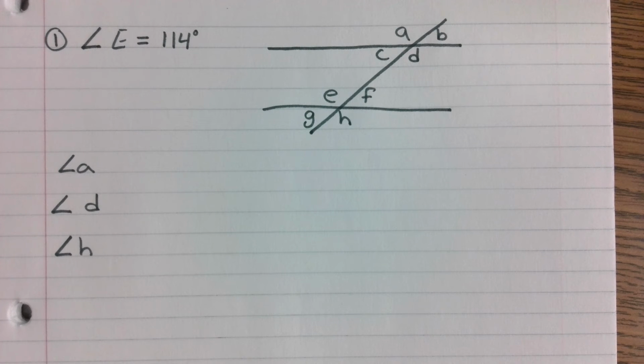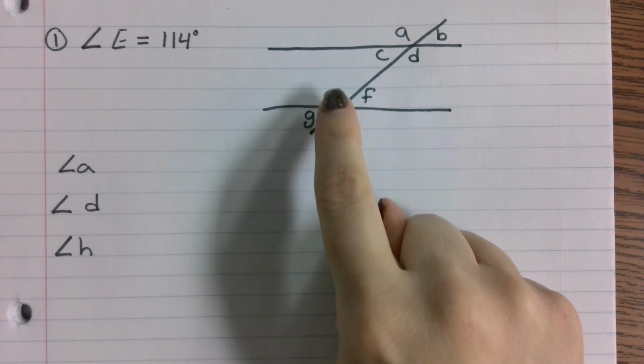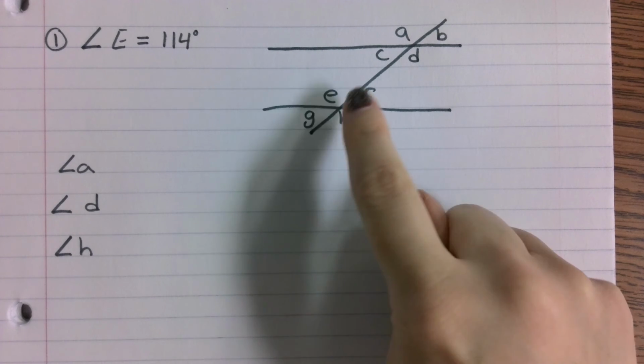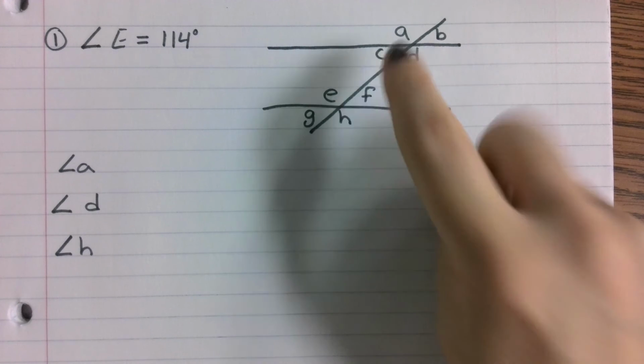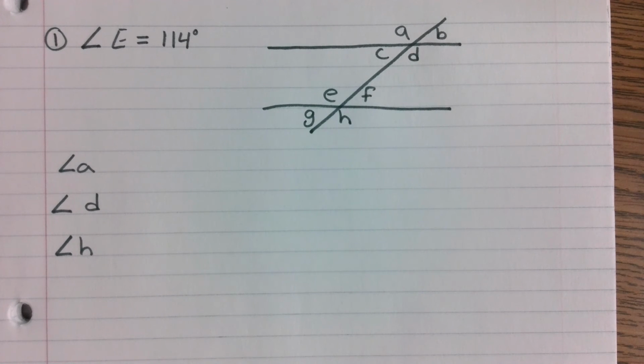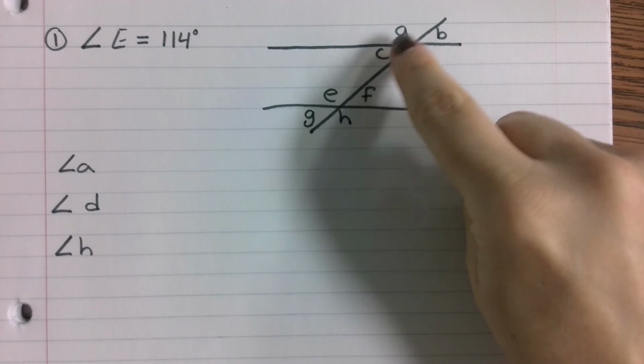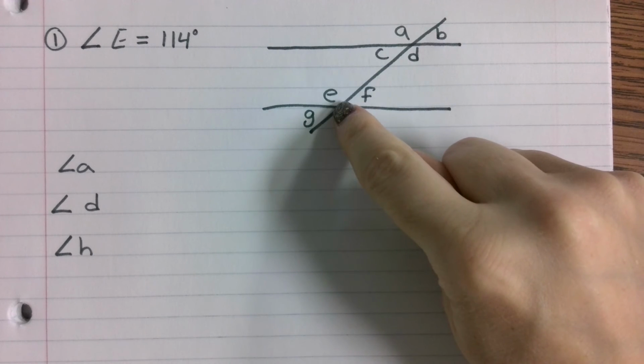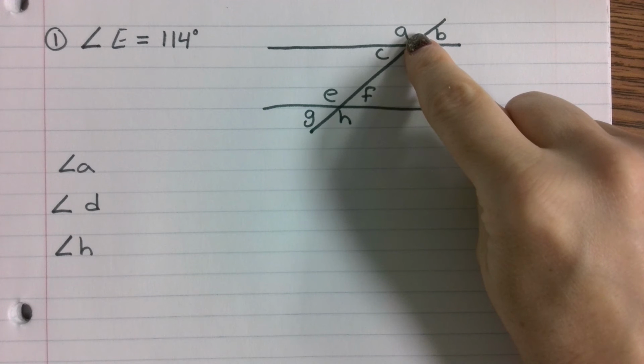So let's start with angle A. We know the measurement of angle E. So here's E and here's A. What relationship are E and A? Leah? Corresponding. And what will A equal? Not 90. Well, what's E and A? If you know E, do you know A?